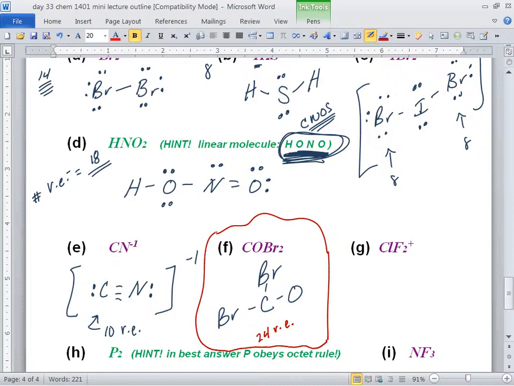Oh, and keep them paired up. Keep them paired up. Oh, hang on. Just erase those. Now you've got 8, 8, 8. All right? Well, no, she used up all 24. Here's 8 here, and 8 there. Used up all 24. Okay, so here's your possible structure. Does everything obey the octet rule? No, it doesn't. So what can you do?